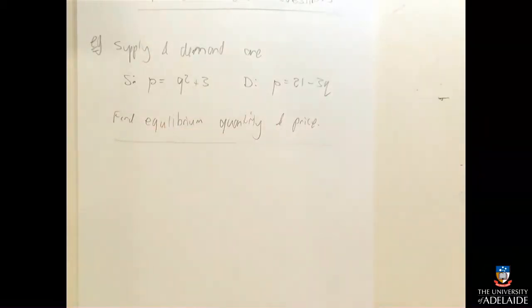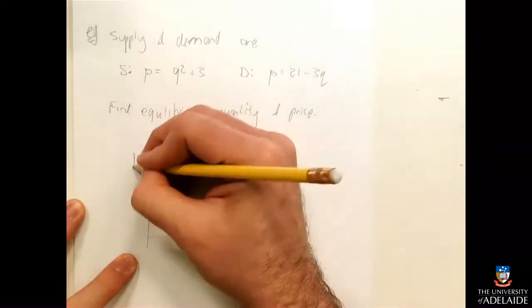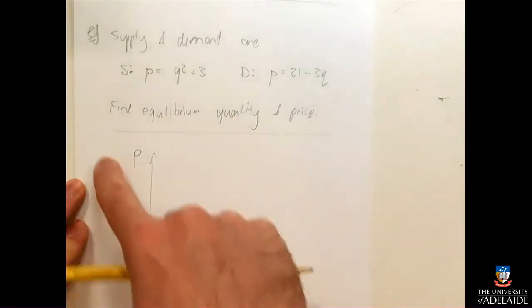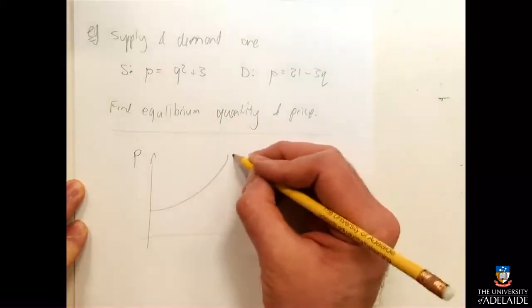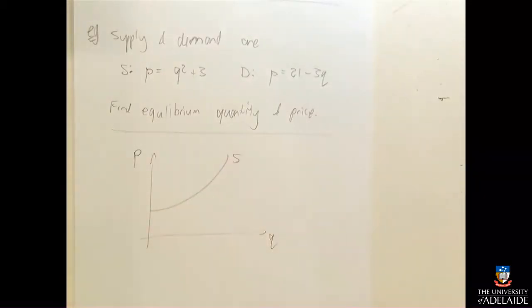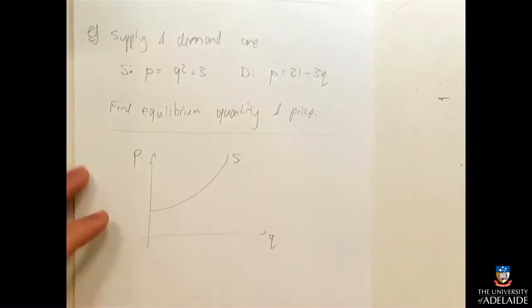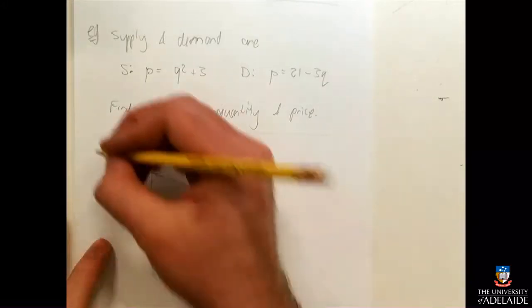The first thing I would think before I even attempted to solve this would be to think about what the graphs look like. So in economics, you put the quantity down here and the price up here. Now q squared plus 3: q squared is a quadratic, so it would be sort of this shape, and q squared plus 3 would be a bit higher. So I'm thinking that's my supply. And the demand is 21 minus 3q, which is a straight line because it doesn't have any powers on the q. It starts at 21 and goes down by 3 for every q, so it's going down something like that. It's not an accurate graph, it's just a sketch.